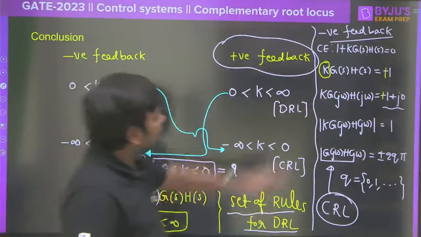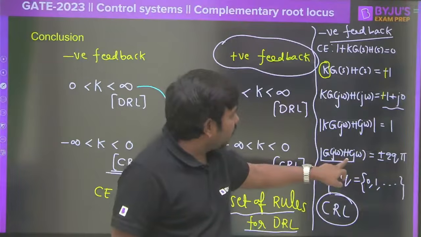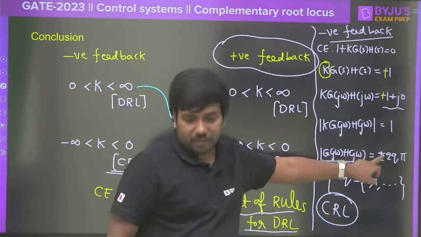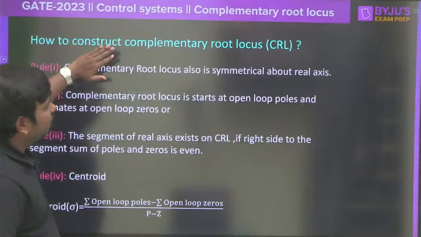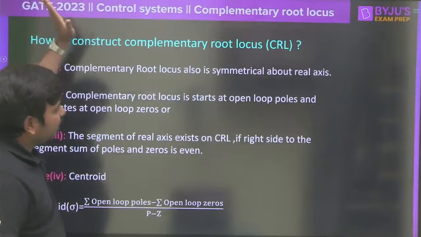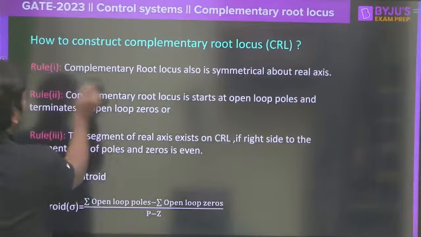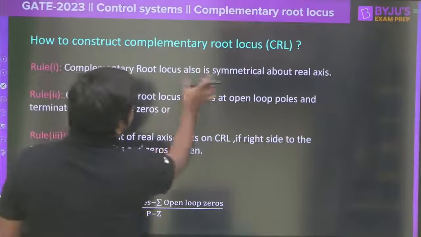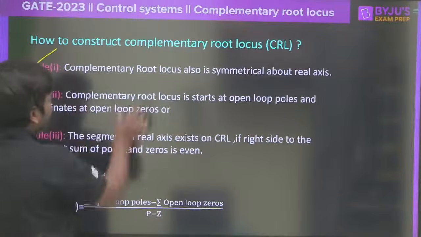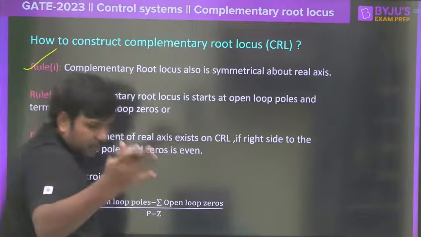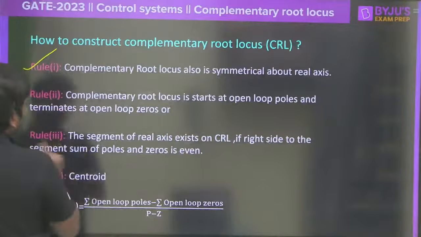So that means for negative feedback, complementary root locus means the only one thing which is going to change is the phase, right? As the phase is changing, all the rules we have derived for the direct root locus will change only if they are affected by the phase, right? First thing is rule number 1. We know that root locus is symmetrical about the real axis. Similarly, complementary root locus is also symmetrical about the real axis, because this rule doesn't depend upon the phase. So no problem. Next, second rule, look at that.